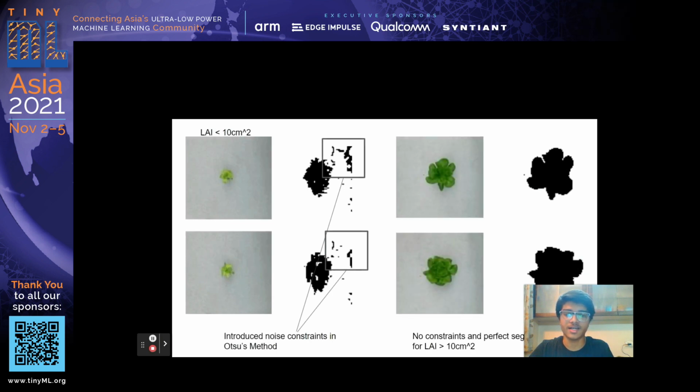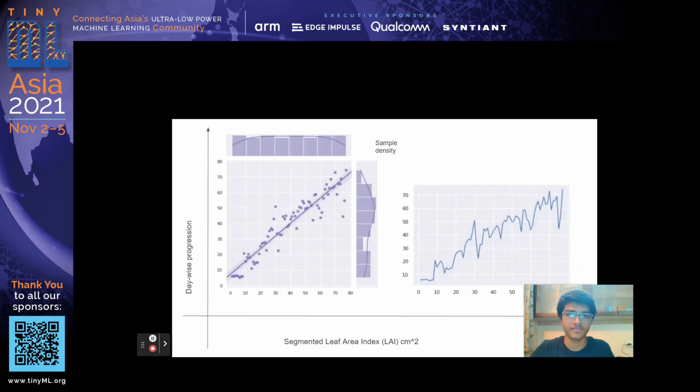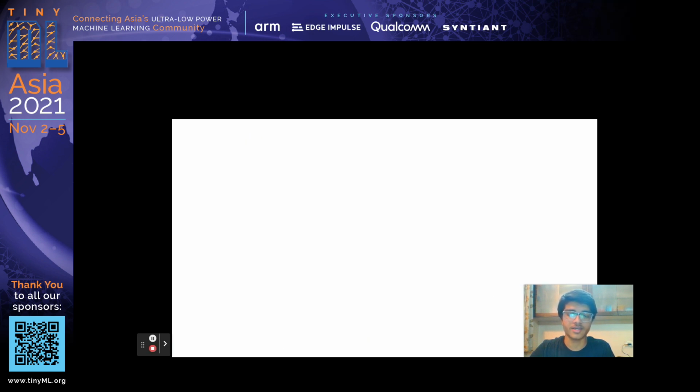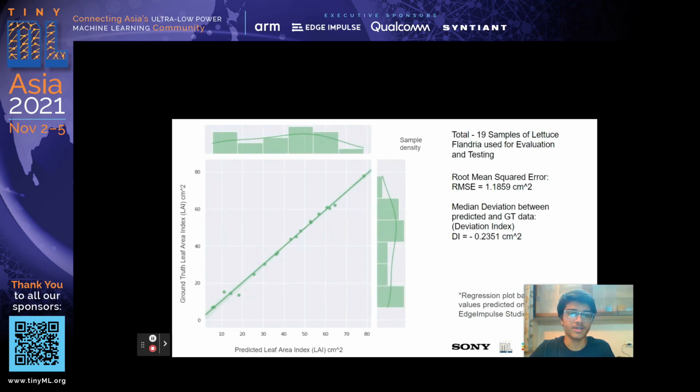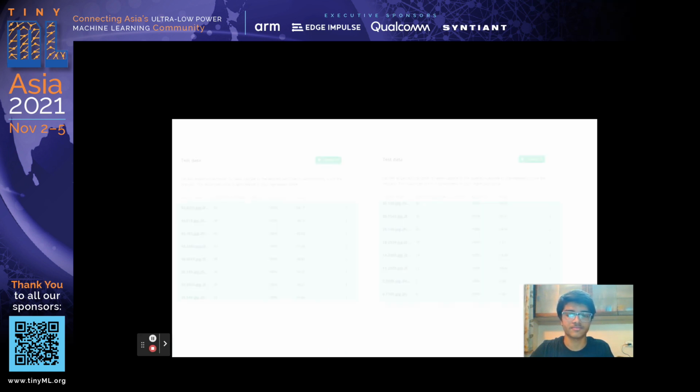For LAI less than 10 centimeters squared, a noise constraint was induced, which was removed by binarizing the images. A sample density for segmented leaf area index to day-wise progression was plotted, which observed some anomalies which the model learned very well. A root mean square error of just 1.1859 centimeters squared was observed for about 19 samples ingested in the EdgeImpulse Studio, and the deviation index was found to be minus 0.2351 centimeters squared.